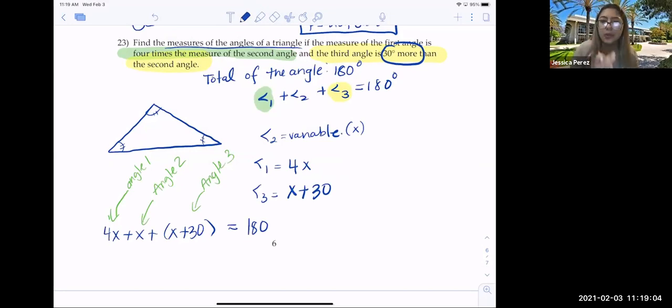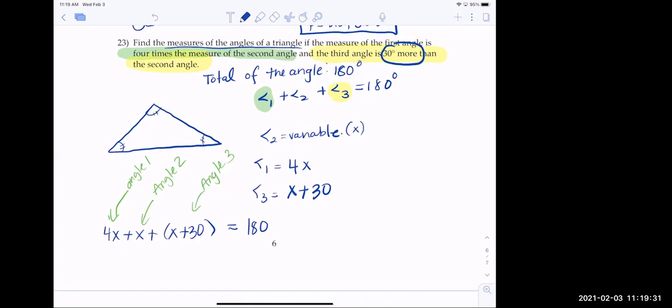Everything goes back to angle 2, right? Do you see that? It says the first angle is 4 times the measure of the second. The third angle is 30 more than the second. Notice that the second one repeats, like you hear the second angle. That means that's the unknown. That's the variable. So they all come back and refer to that same angle. That's how you know what would be your variable.